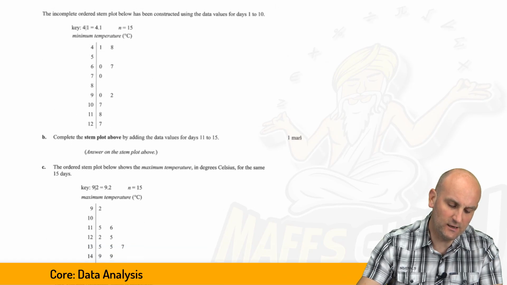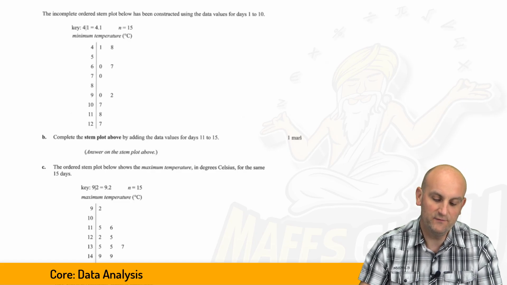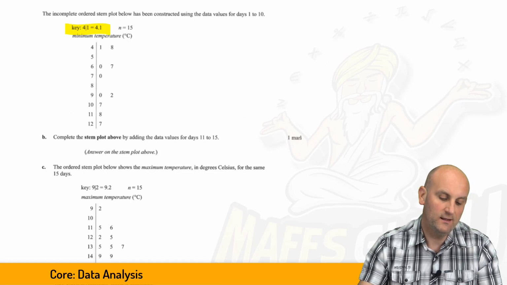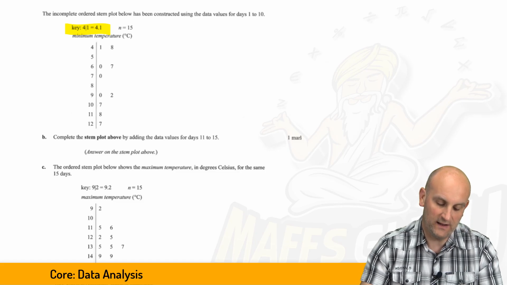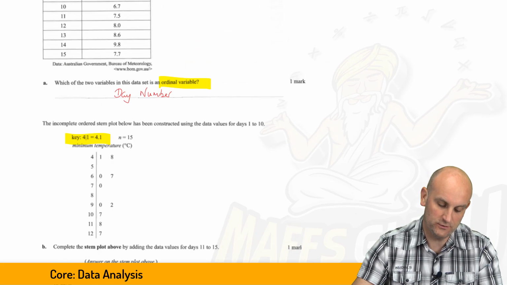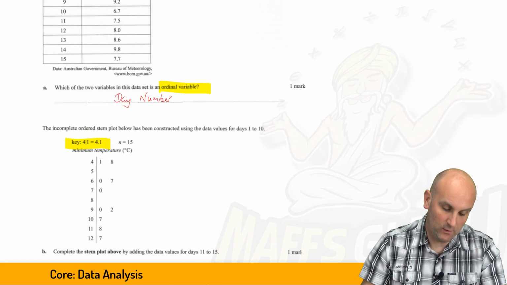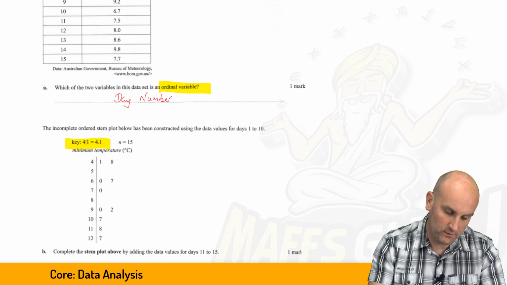Went on to say the incomplete ordered stem plot below has been constructed using data from the table for days 1 to 10. Now, it's always important with these questions to note that the key tells you how to display this number, and there were 15 numbers. Part B, complete the stem plot above by adding the values from days 11 to 15. Okay, so what can we see here? Well, they only wanted days 11 to 15, so we want 5 data items.